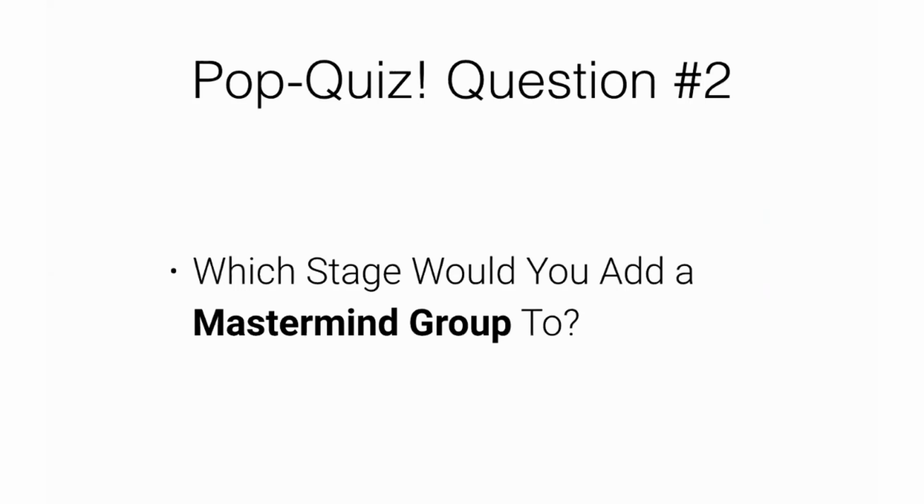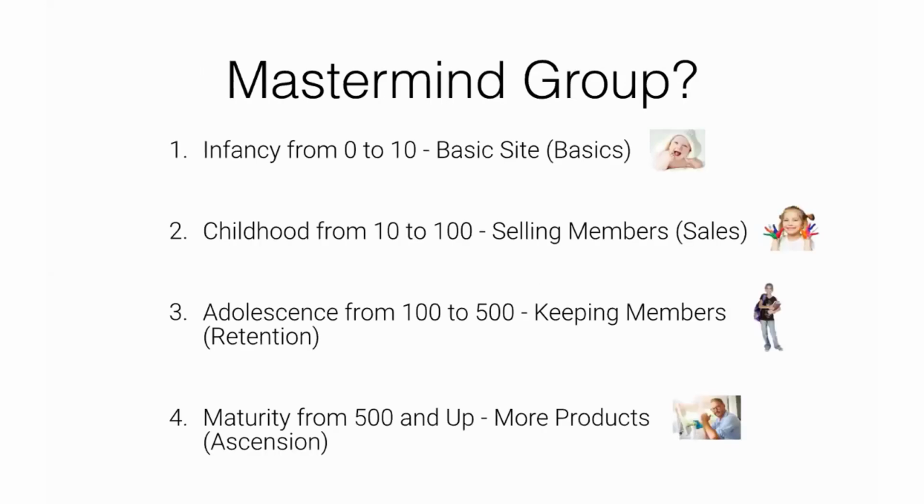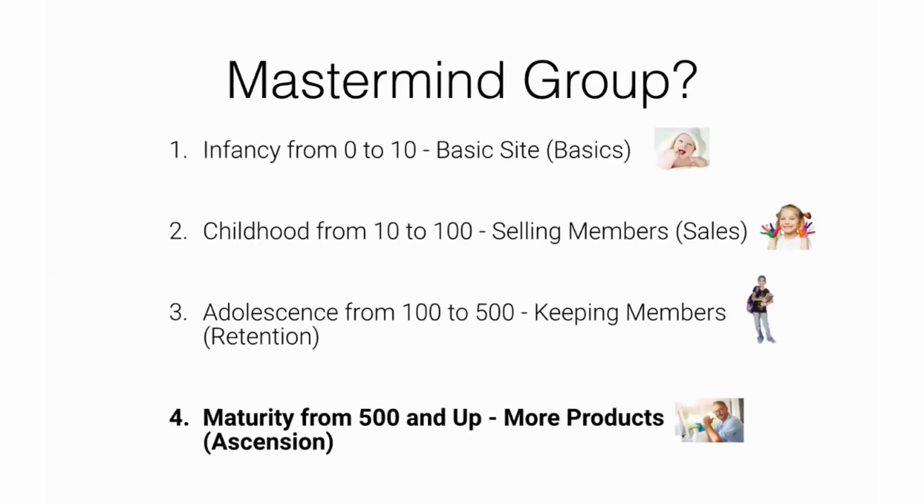So pop quiz question number 2, which stage would you add a mastermind group to? And this is another thing that people usually do a little bit too early. The answer here is number 4. So this is where you have your basic membership site down. You have sales coming in. You're able to keep members. Things are at a high quality. Now you add more products. Now you add, for example, a mastermind group, which is just one example that a lot of membership sites do.